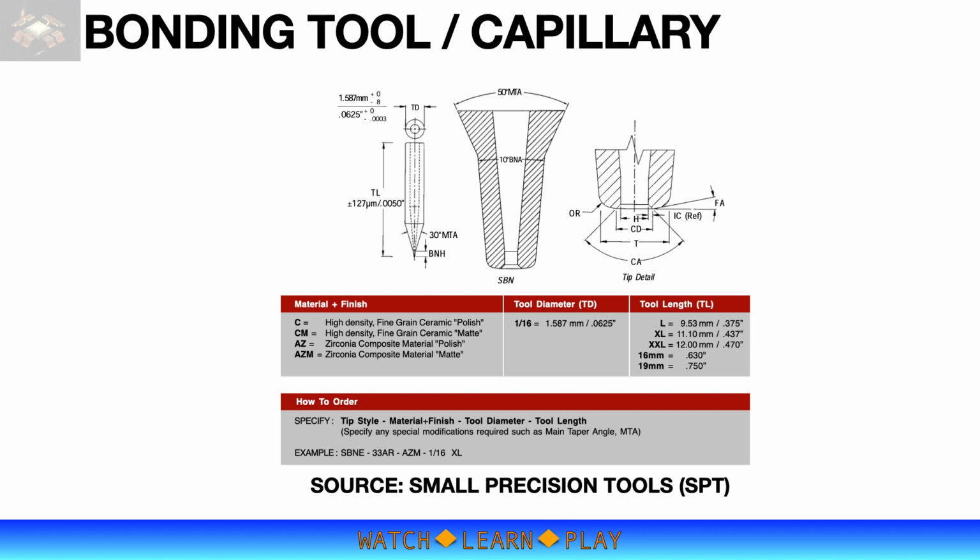This slide shows more detailed information about capillary. Capillaries have different material types and finishes, and also different lengths. Knowing capillary information based on part number is something good to have. The information on this slide is from Small Precision Tools, or SPT. You can check their website for more capillary information.